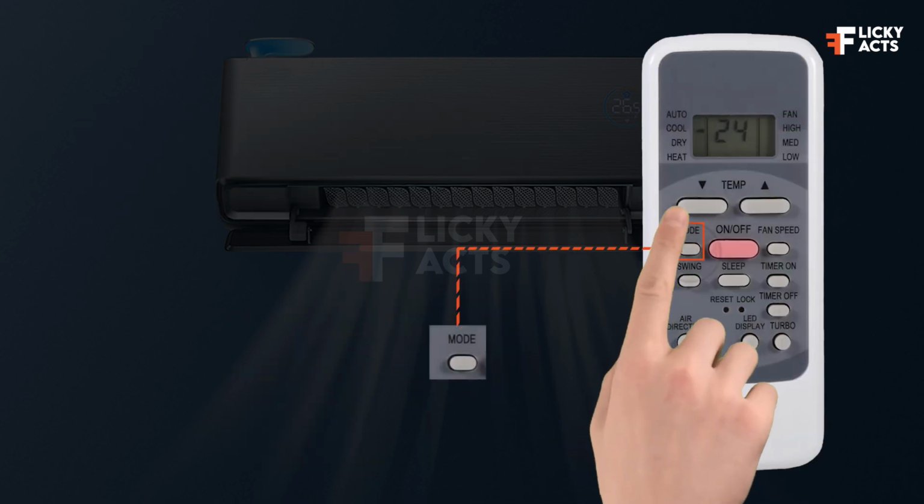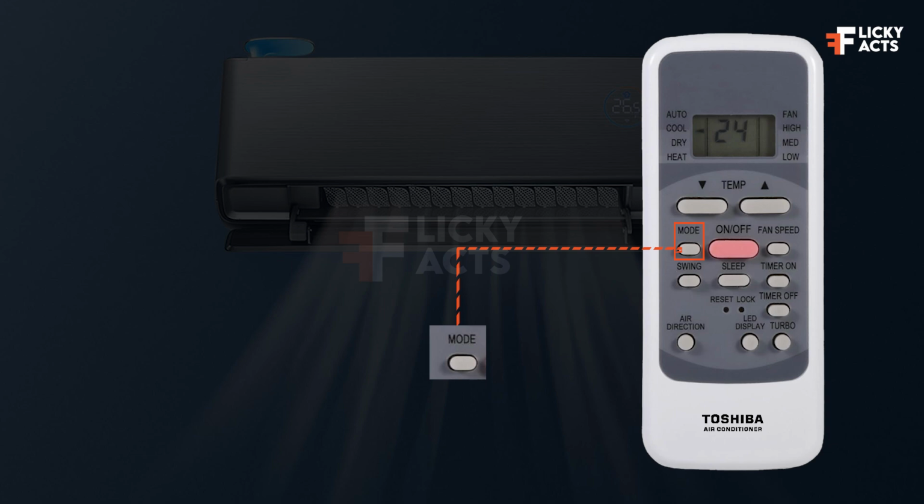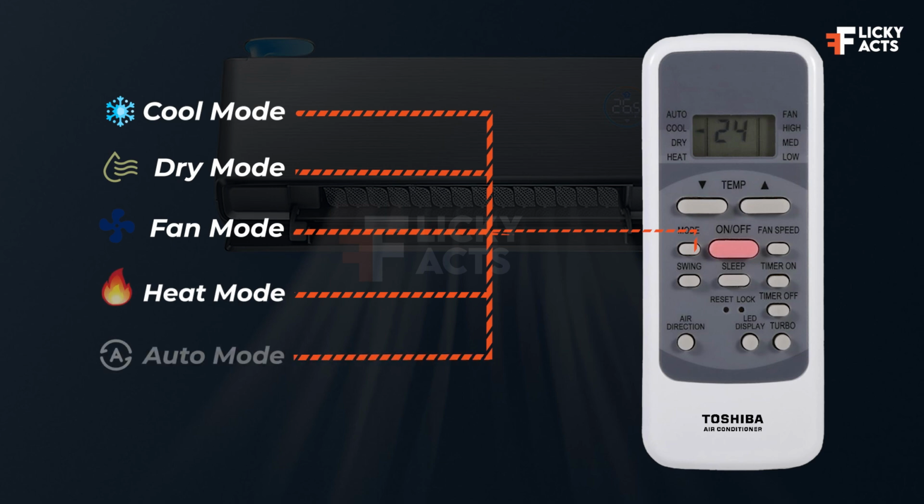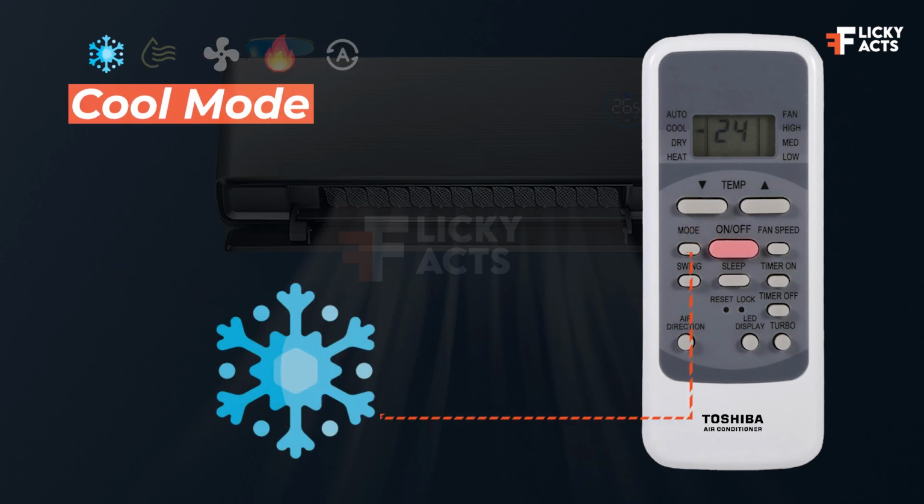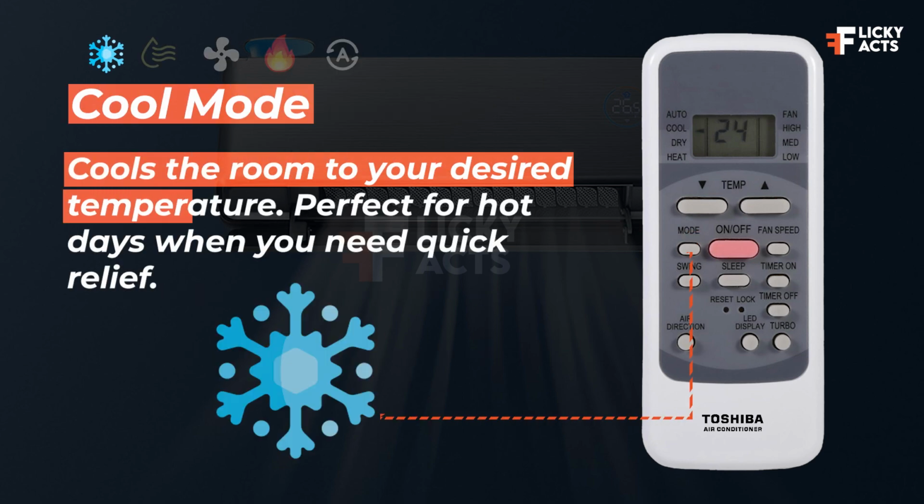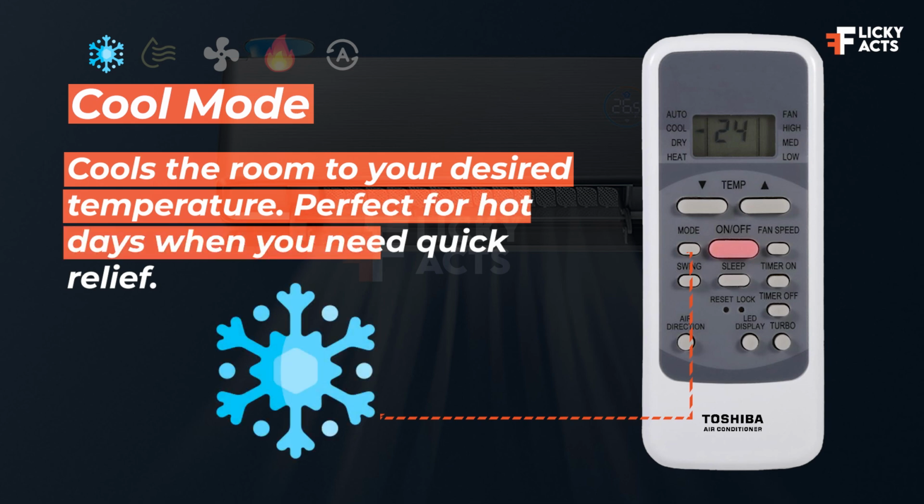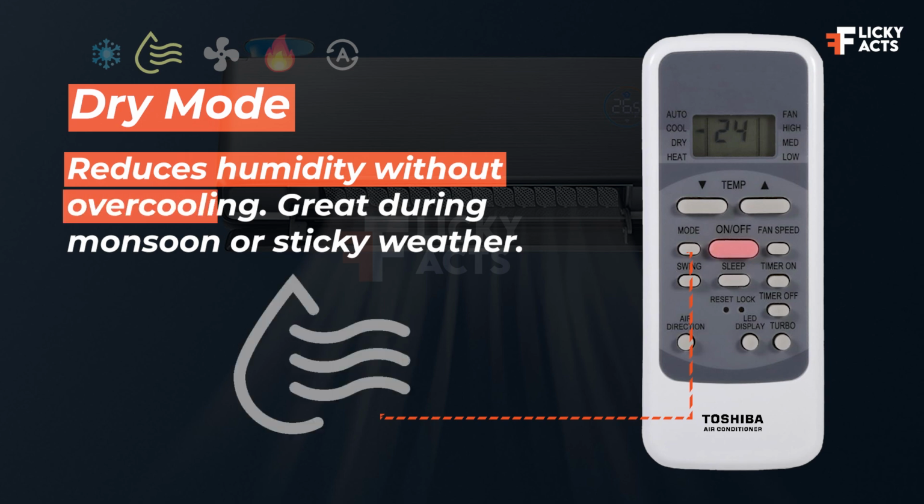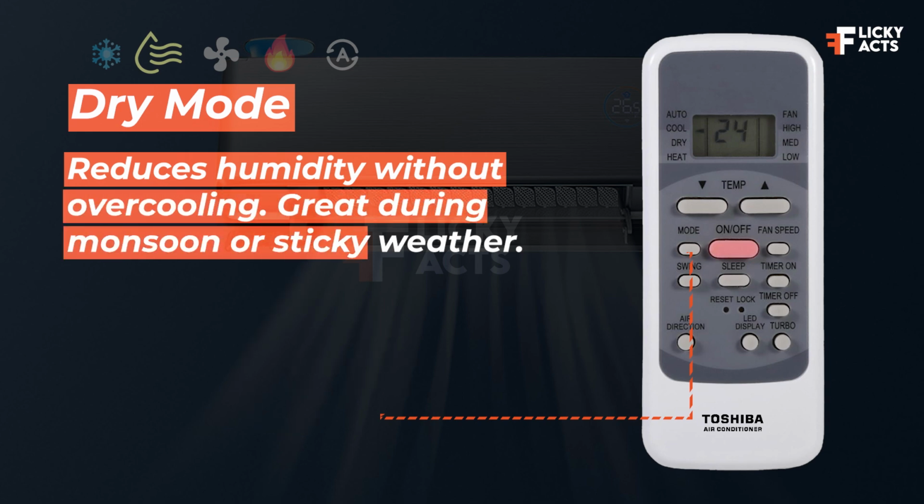Press the mode button to cycle through different modes depending on your need. Cool mode, dry mode, fan mode, heat mode, auto mode. Cool mode cools the room to your desired temperature. Perfect for hot days when you need quick relief. Dry mode reduces humidity without overcooling. Great during monsoon or sticky weather.